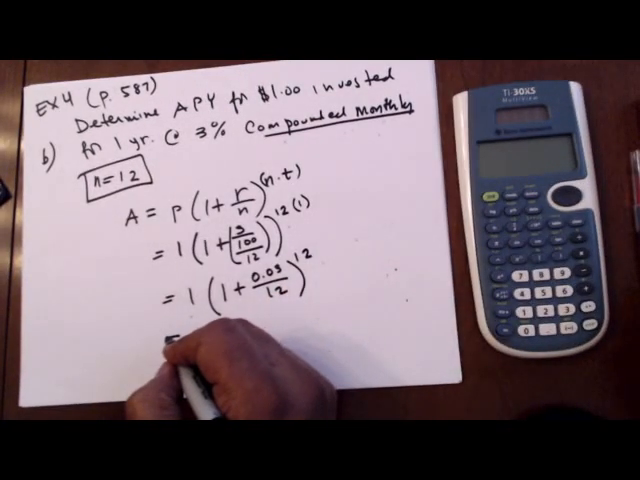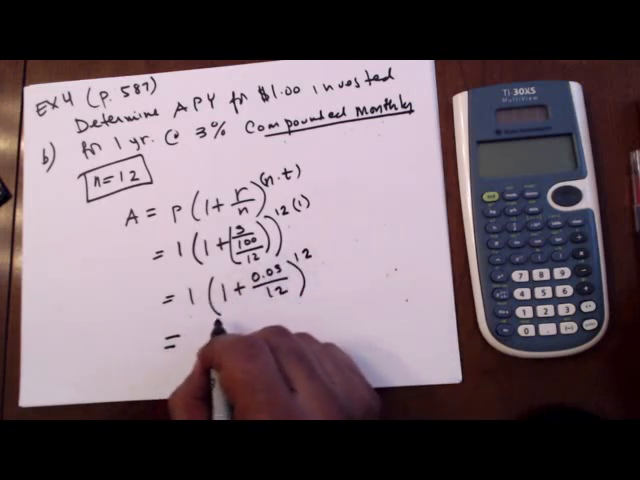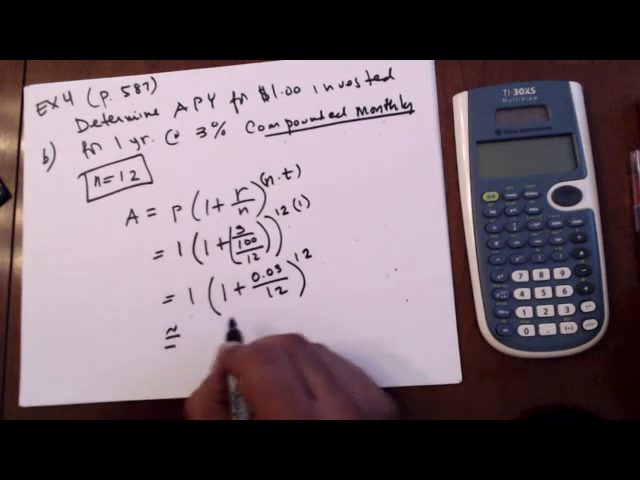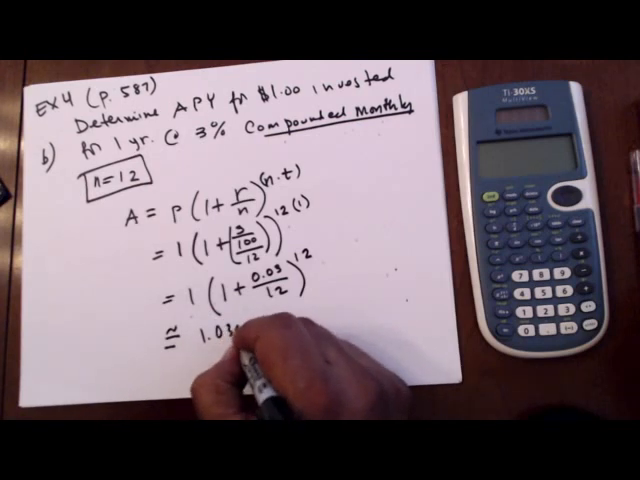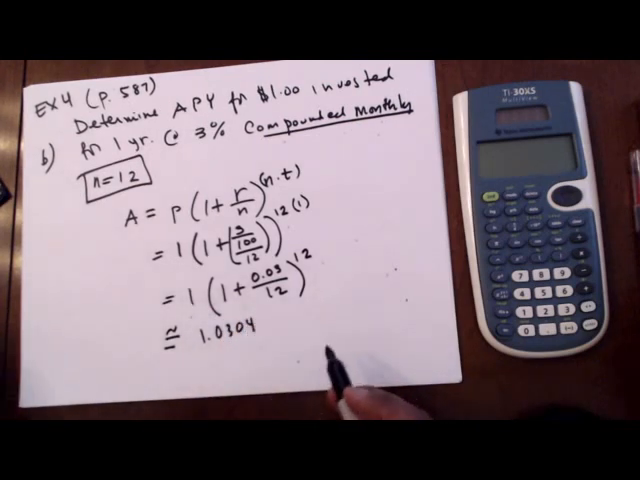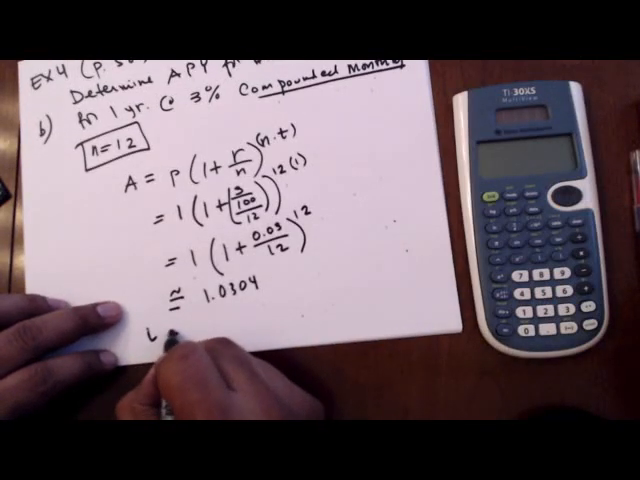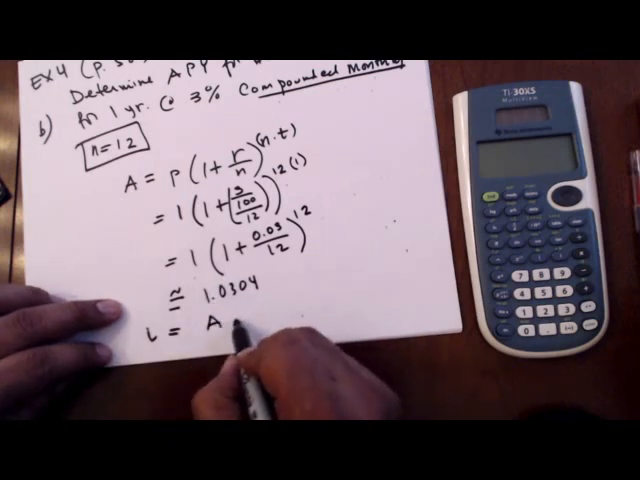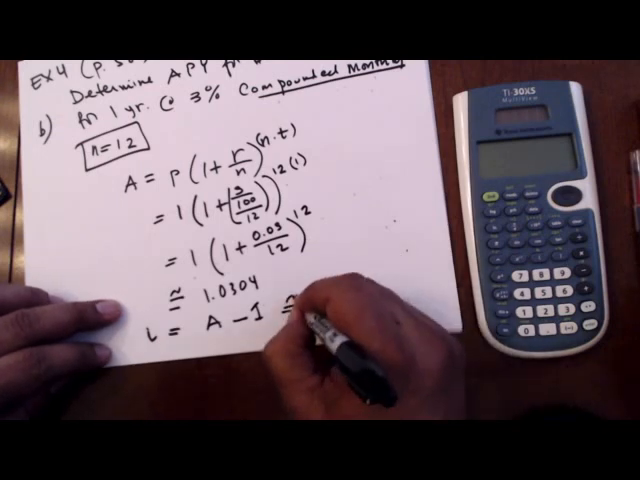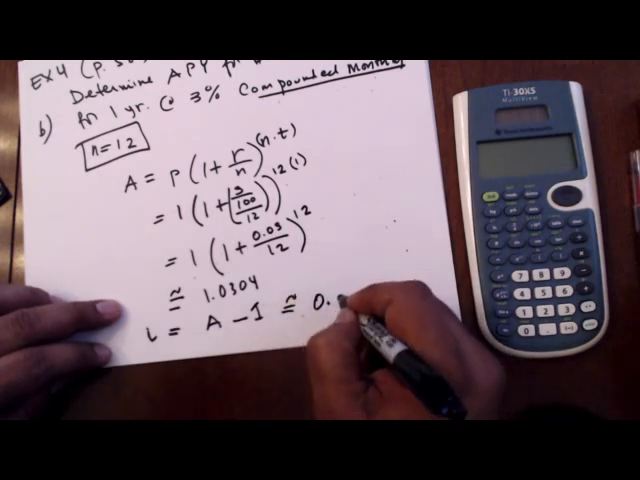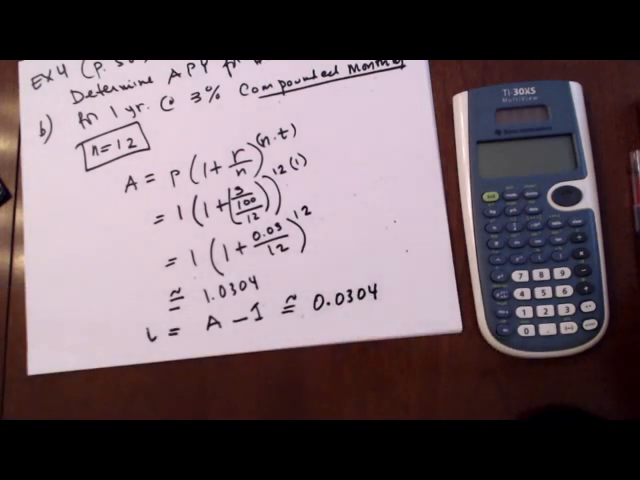If I continue to do this calculation here, the answer for this is going to be about, because the calculation with truncation numbers will be like 1.0304, and so your interest, right, is going to be equal to A minus $1, and so the answer will be about 0.0304. So that's basically your answer for there.